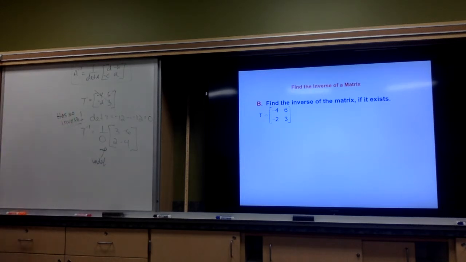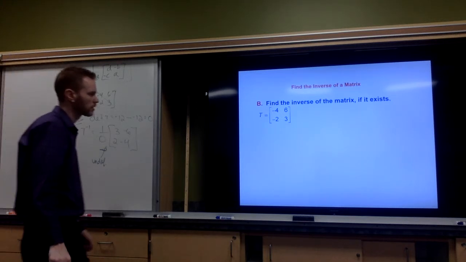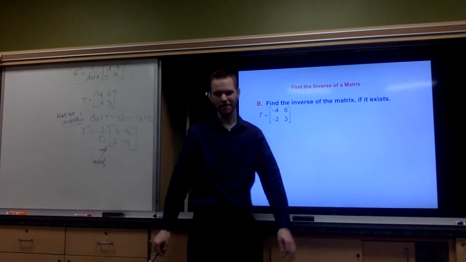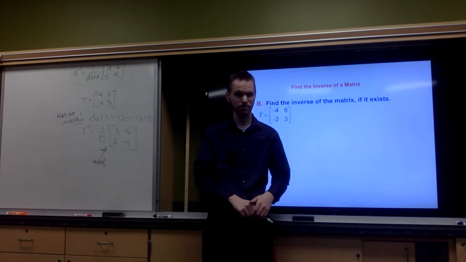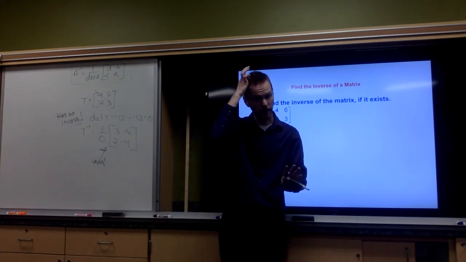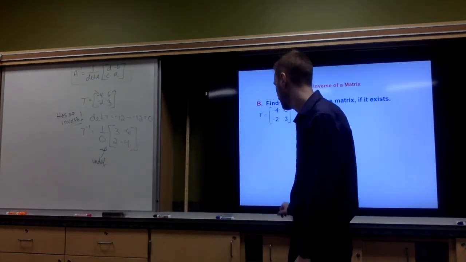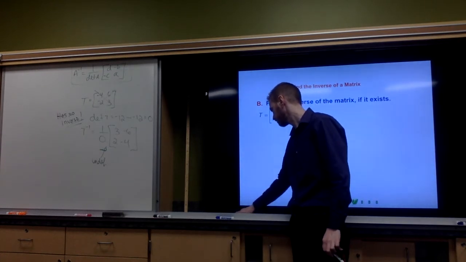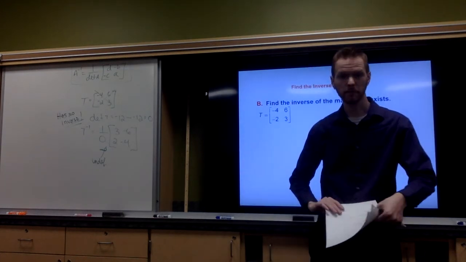There's no inverse for that. I cannot multiply this by a matrix to get me the identity. It will not happen. So we could stop there, which is pretty good. It's pretty nice. I don't have to continue with the calculation.